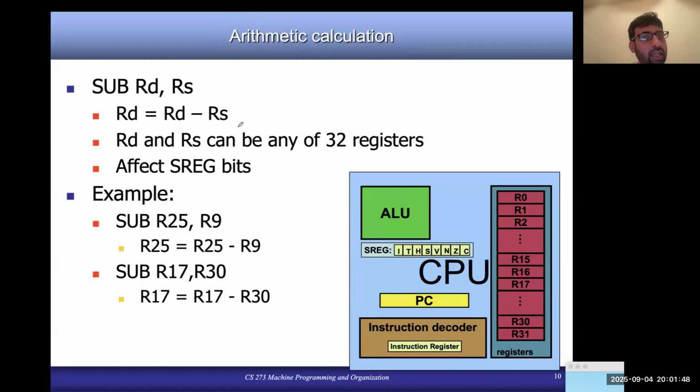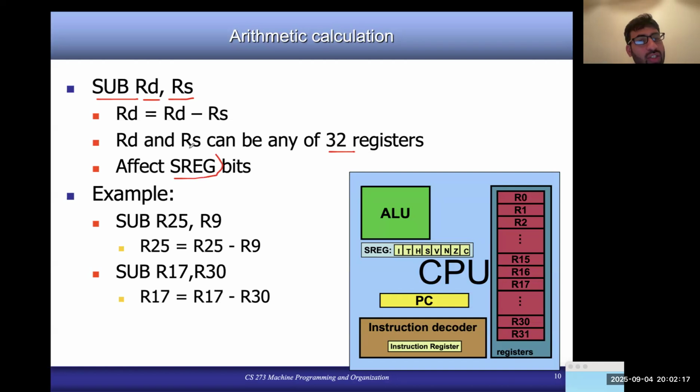Okay. Again, the sub instruction has a similar syntax to the add instruction. The only difference is that instead of using the mnemonic add, you are using sub. Otherwise, things are the same. This is your destination register, this is your source register, and the result will be in the destination register. And RD and RS can be any of the 32 registers, like R0 to R31.